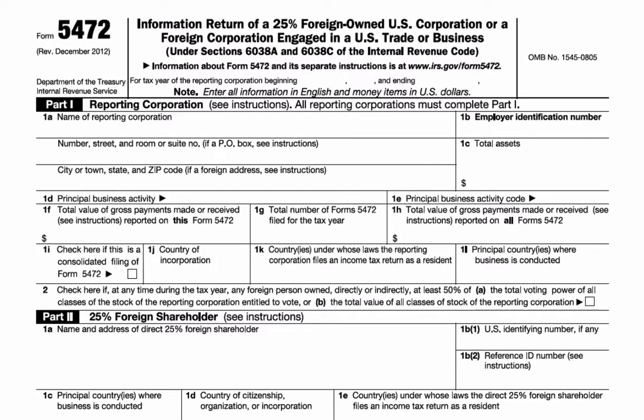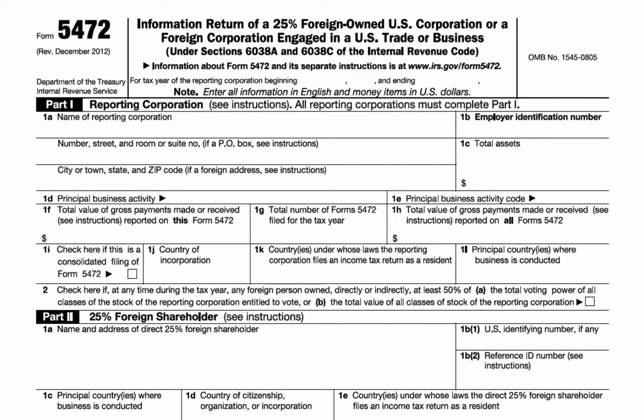Form 5472 is an information tax return that must be filed by reportable corporations that have reportable transactions with related parties. A reporting corporation is generally a U.S. corporation that is 25% foreign owned, or a foreign corporation that is engaged in a trade or business in the U.S.